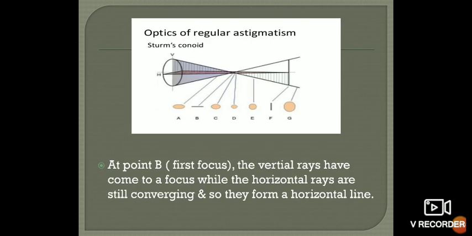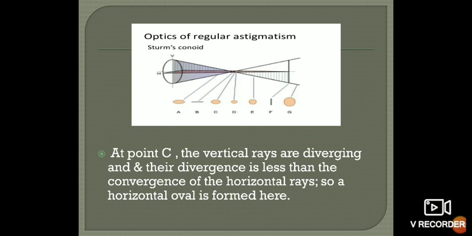At point B, what happens? The vertical rays have come to point focus, while the horizontal rays are still converging. And so it forms a horizontal line. At point C, you can see the vertical rays, after point focusing, are now diverging. But their divergence is less than the convergence of the horizontal rays.